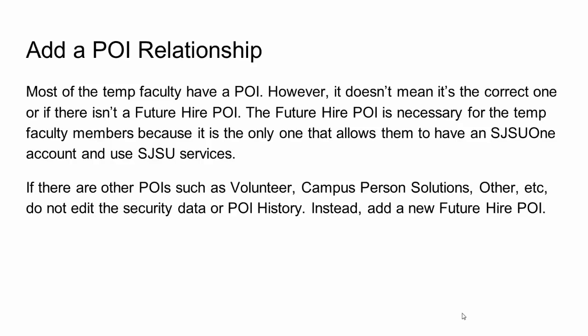Add a POI relationship. Most of the temp faculty have a POI. However, it doesn't mean that it is the correct one or if there isn't a future hire POI. The future hire POI is necessary for the temp faculty members because it is the only one that allows them to have an SJSU1 account and use SJSU services. If there are other POIs such as volunteer, campus person solutions, other, etc., do not edit the security data or POI history. Instead, add the new future hire POI.